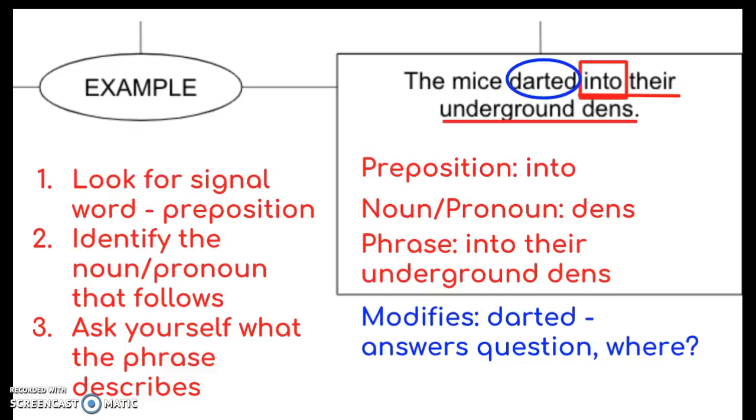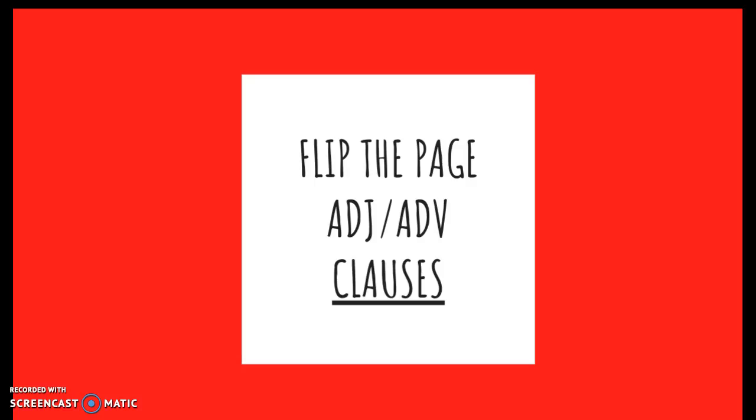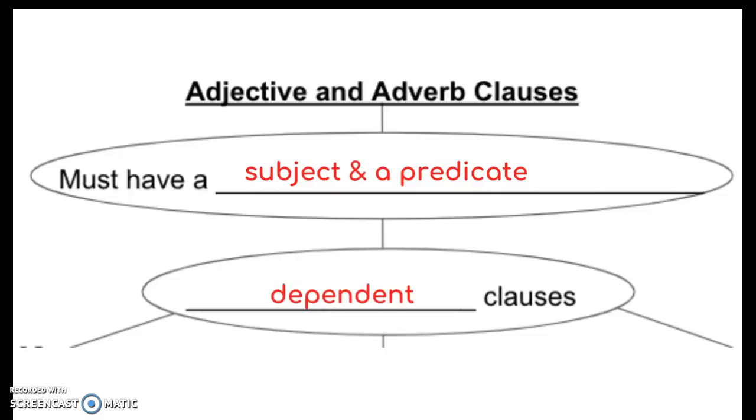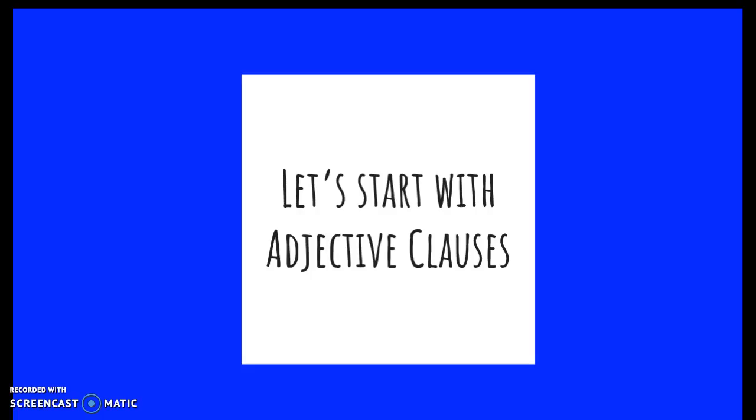All right, so now go ahead and flip your page over and let's talk about adjective and adverb clauses. So adjective and adverb clauses must have a subject and a predicate. They are also known as dependent clauses. Okay, again, we're going to start with the left side of our tree map and talk about adjective clauses.